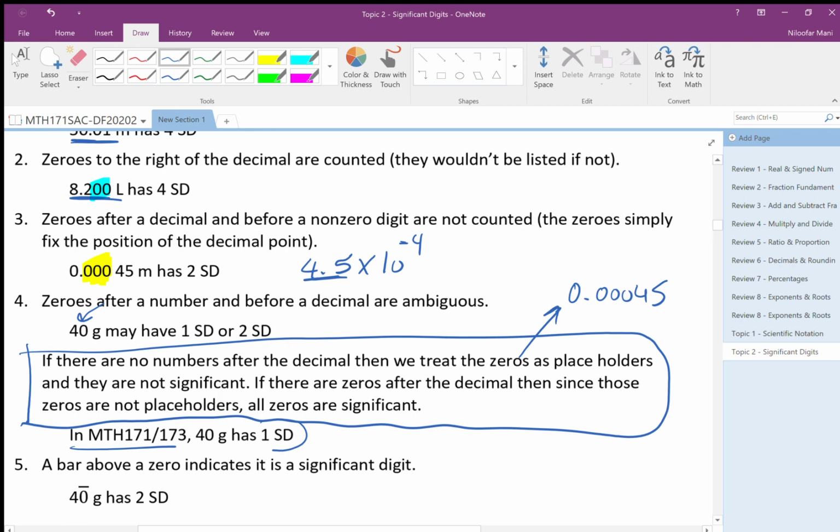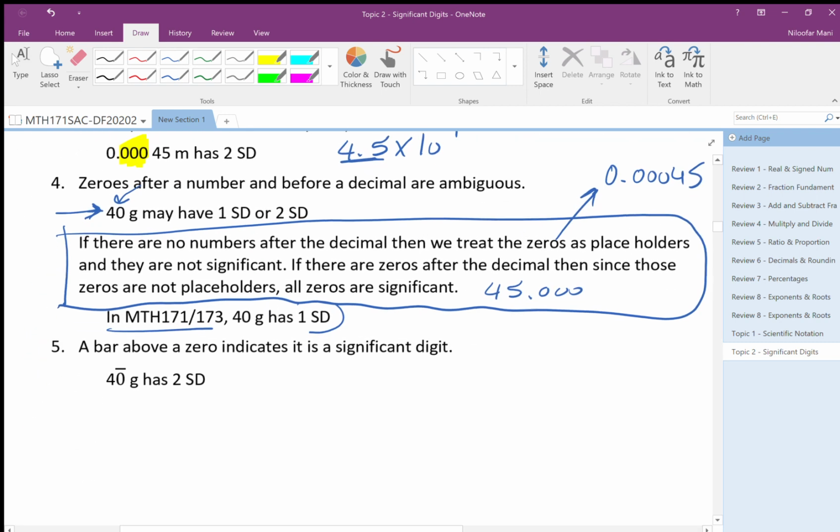Okay, if there are zeros after the decimal, then since those zeros are not placeholders, for example 45.000, I have to count them. So as I said, sometimes when we have a number with zeros at the end, it's not clear, it's ambiguous. So for this course, we don't count them. Okay, as I said many times in the rules.